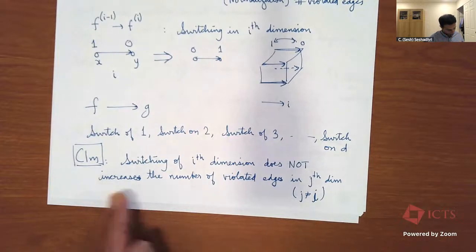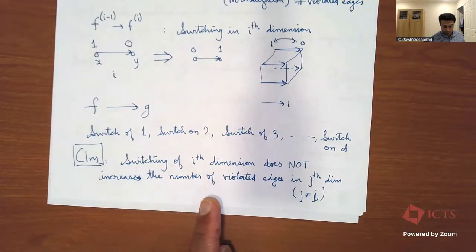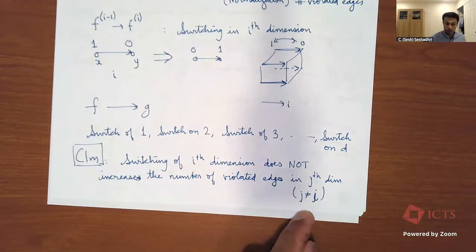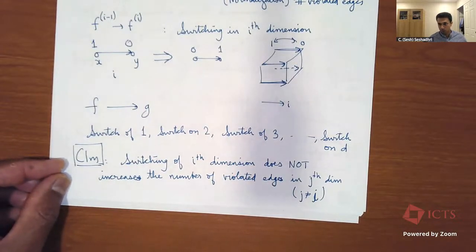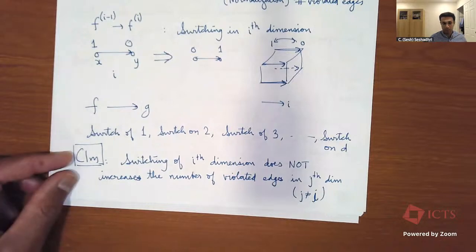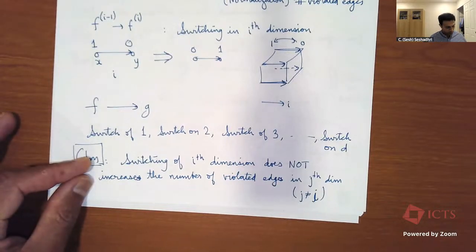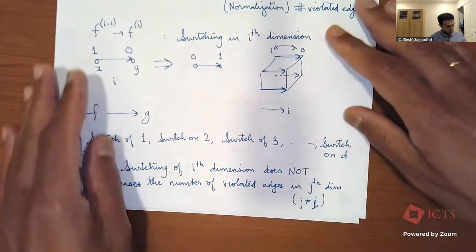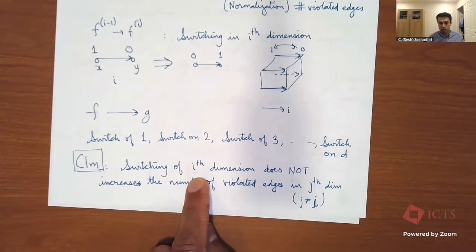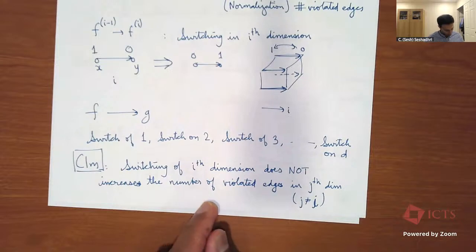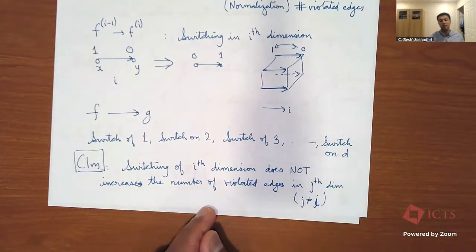The first claim is that when you switch on the ith dimension, it does not increase the number of violated edges in the jth dimension, for a different dimension. This is the key claim here, which is just by a case analysis, but it is the key claim, because once you have it, it should be clear that when you successively apply the switching operation on all the dimensions, you end up with a monotone function. When you switch on one dimension, there are no violations in that dimension. You switch on a different dimension, you don't increase the number of violations in that dimension, so it remains 0.